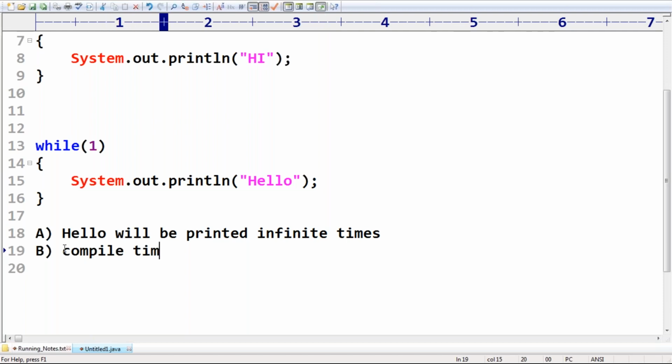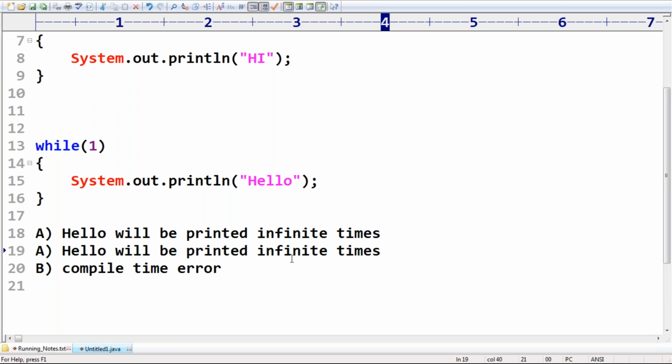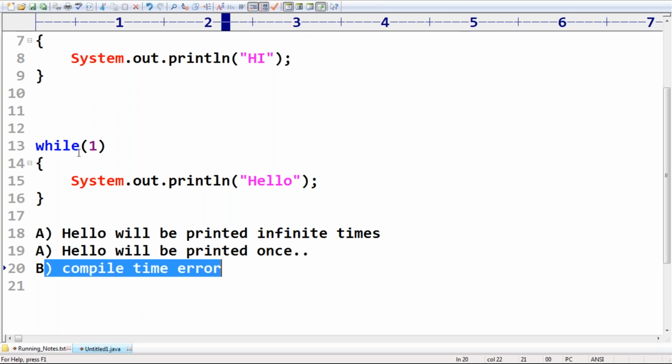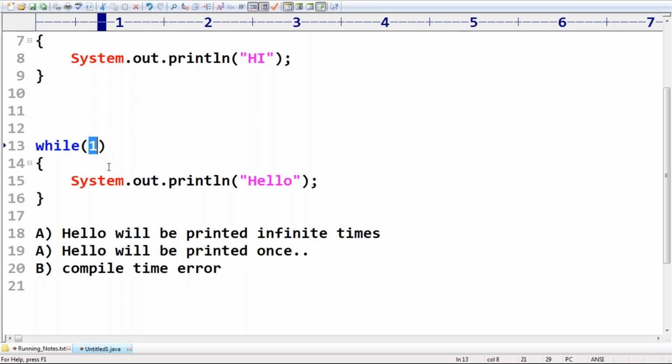Can you please tell? Compile time error. Which one is the correct option, sir? Correct option here is compile time error. What is the reason for that? While is always expecting Boolean, but you provided one. One means what? One is int type, by default int type. Then how can you provide an int value in the place of Boolean?